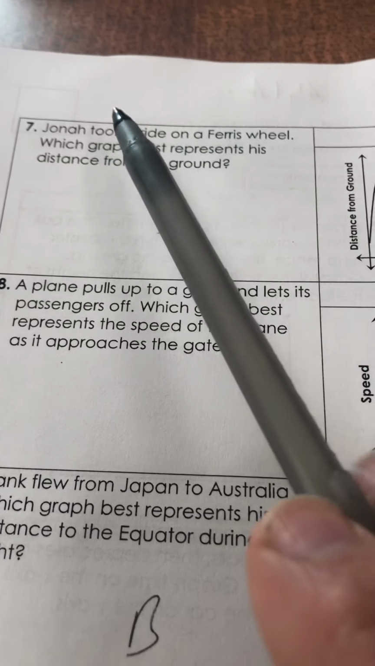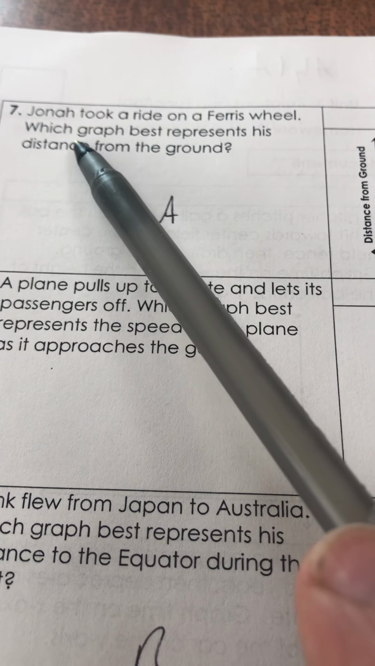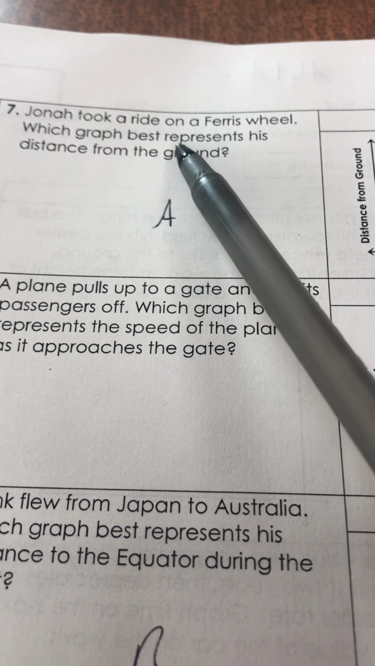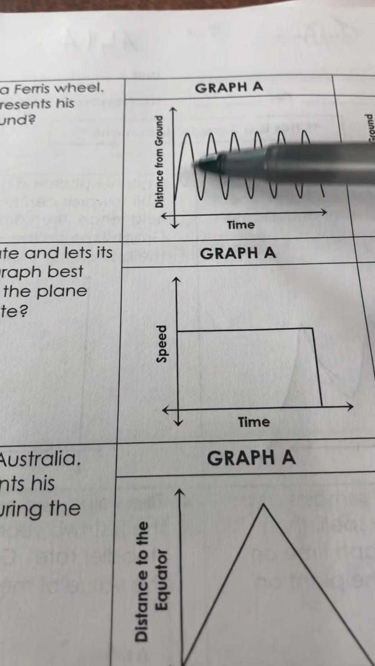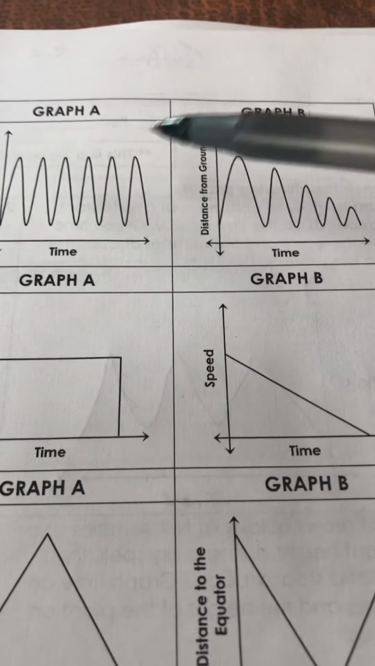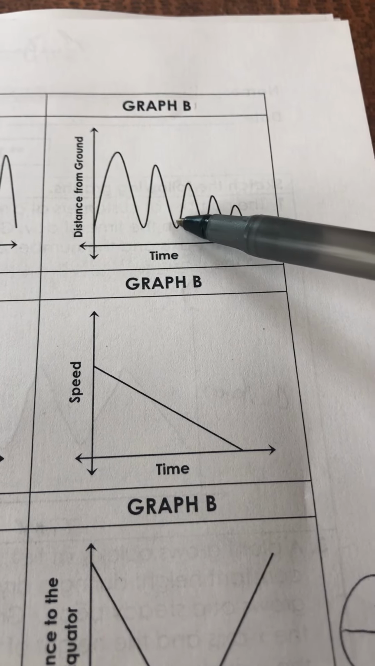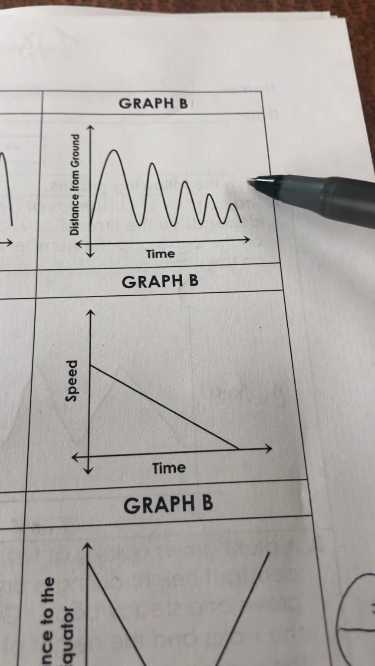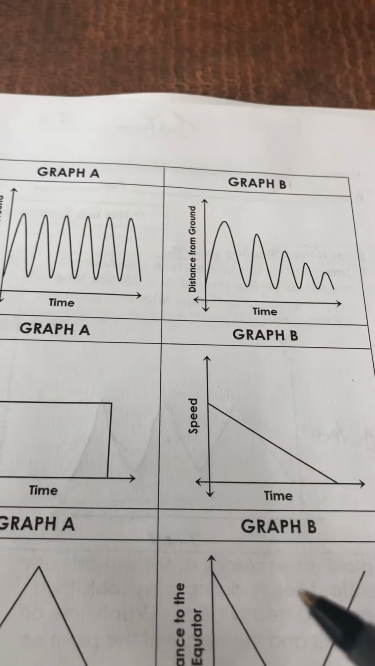Jonah took a ride on a Ferris wheel. Which graph best represents his distance from the ground? So he goes up and then he comes back down, goes up and comes back down. All should be the same. This would be like a lopsided or something weird. He doesn't go up as high. I don't know. B would be a broken Ferris wheel, I would think.